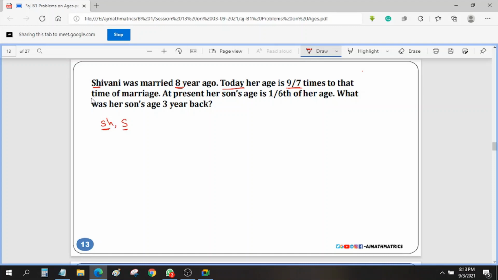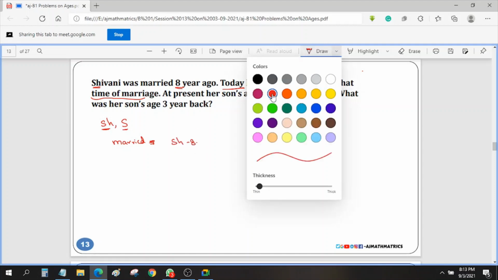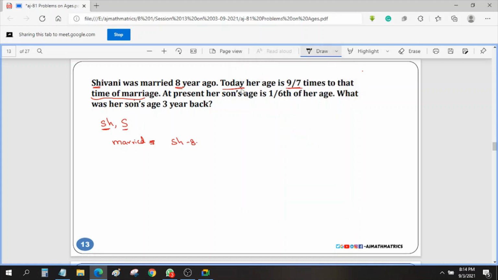So we know that she was married 8 years back. We don't know her age when she was married, but we know one thing, that it will be SH minus 8. And what it says, today her age is SH, which is 9/7 times of SH minus 8. So if you understand this one equation, that will be fine.